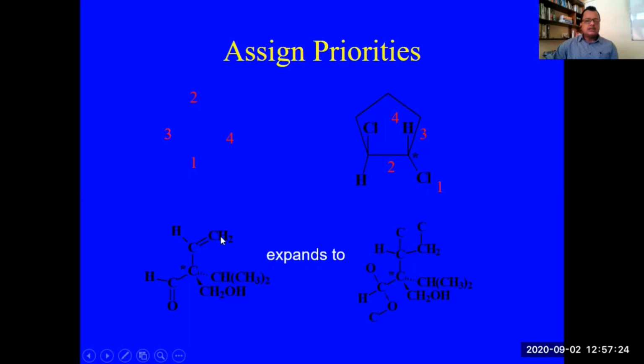So here also this carbon-carbon double bond is expanded, and it is equivalent to 2 carbon-carbon single bonds. These are the 2 carbon-carbon single bonds, here one and here one. Then you can assign the priority.